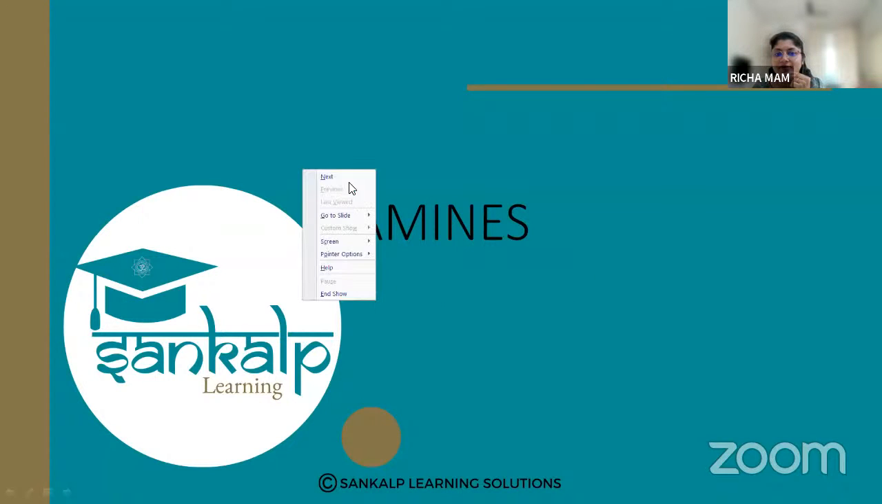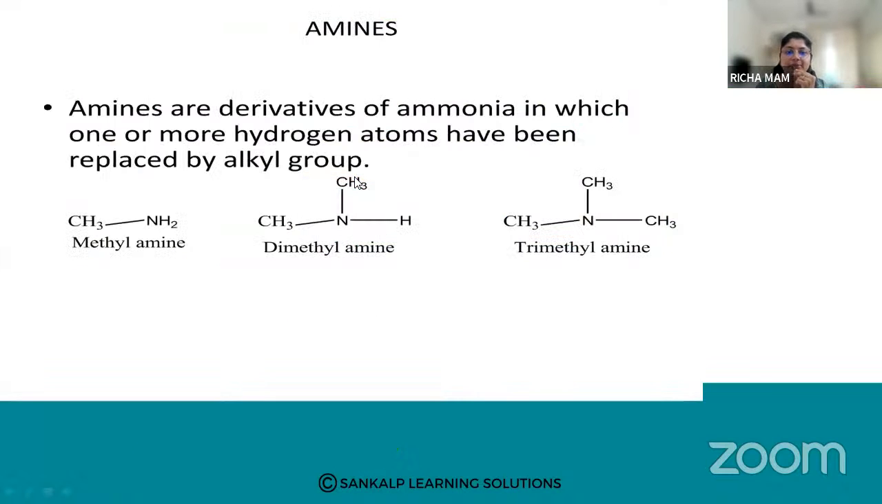Can anyone tell me the formula? How do we represent ammonia? NH3, right? So NH3 is ammonia. So amines are nothing but the derivatives of ammonia. Now you can see ammonia is NH3. So this is the ammonia structure.